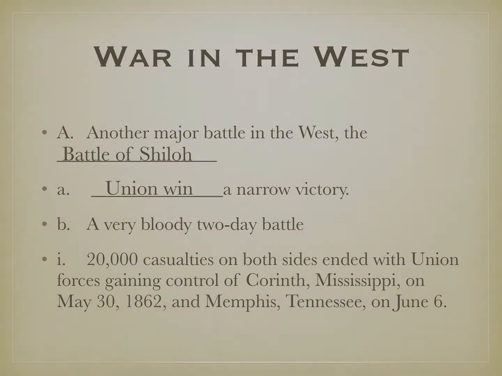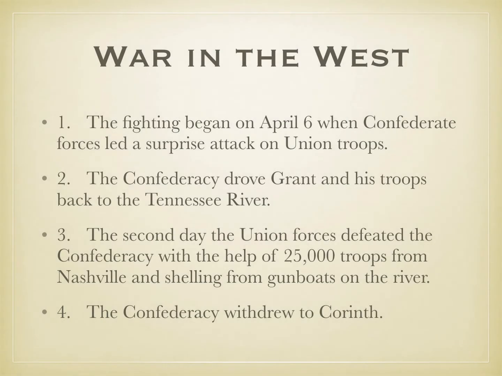Let's talk about the battle. Fighting began on April 6th when Confederate forces led a surprise attack on Union troops, and it looked like Grant was going to have to fall back and retreat. But on the second day, the Union gets a new influx of troops, 25,000 troops from Nashville, with gunboats on the river, and Grant pushes back the Confederacy on day 2. They withdraw to Corinth, and it is a Union win.